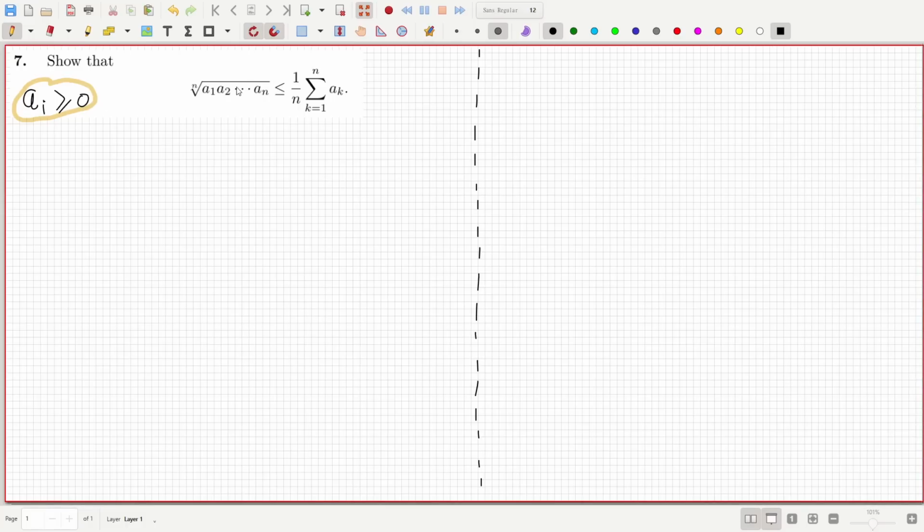if one of the A's was zero, then this becomes trivial and obvious, because obviously the arithmetic mean of non-negatives is greater than or equal to zero. And likewise, if all the A's were identical, then you get the equality. So again, it's pretty trivial. So I kind of just want to focus on this situation, really.